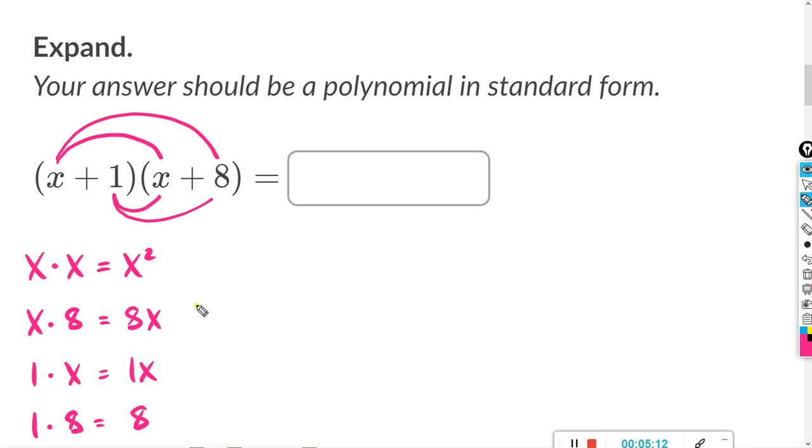And now again, like last time, we want to combine like terms. X squared, there's no other x squared, so we can't combine that. And here we have 8x and 1x, so we're adding those two together. 8x plus 1x is 9x. And the constant term, the one with no x, there's no other constant term here, so there's nothing to combine. We just leave it as positive 8.